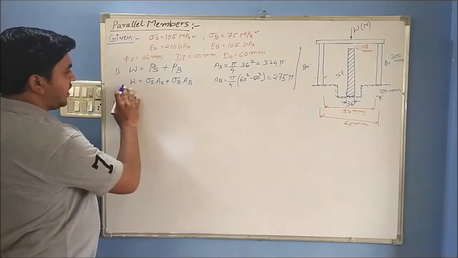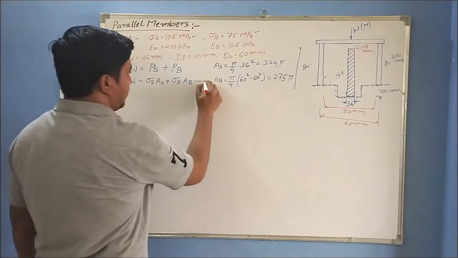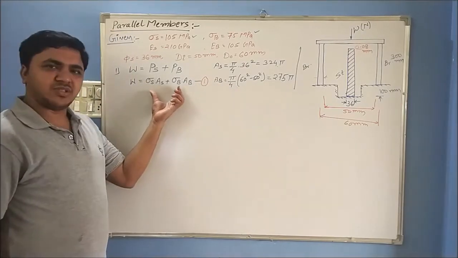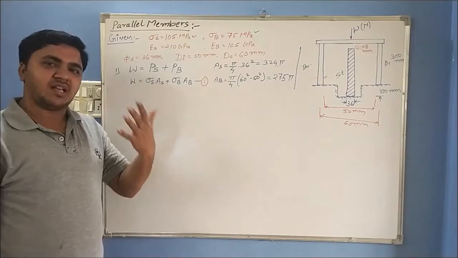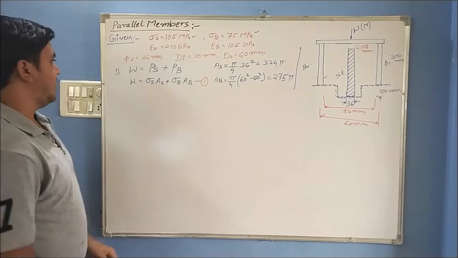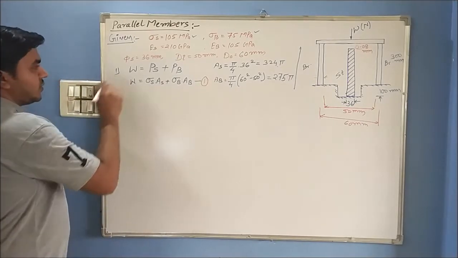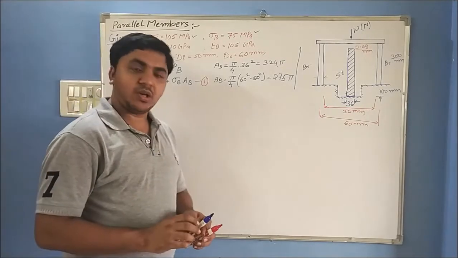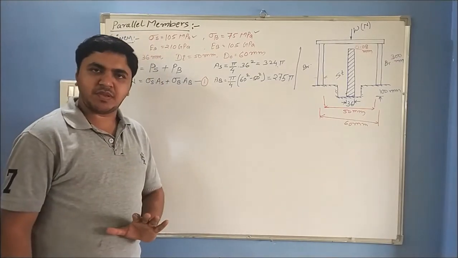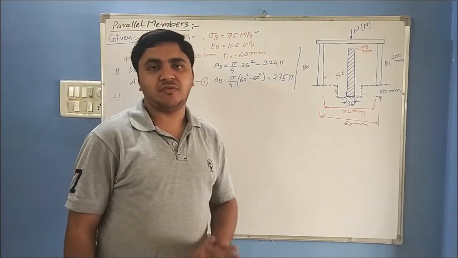Let's term this as equation number 1. Right now we cannot use this equation. It will be used at last, when we know the stress in steel and the stress in brass. Now we will form the second equation. Equation 1 was formed on the basis of load sharing. The second equation will always be based on the deformation.